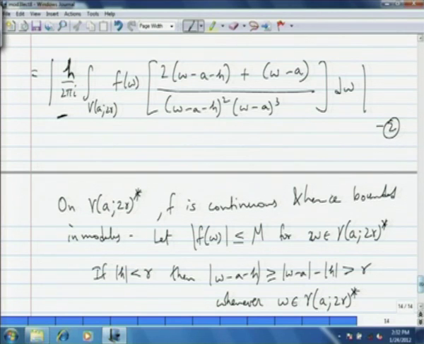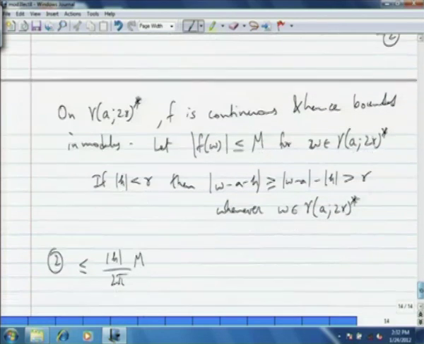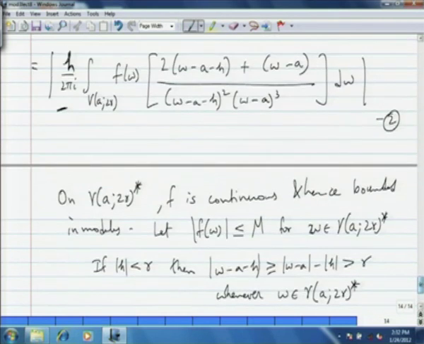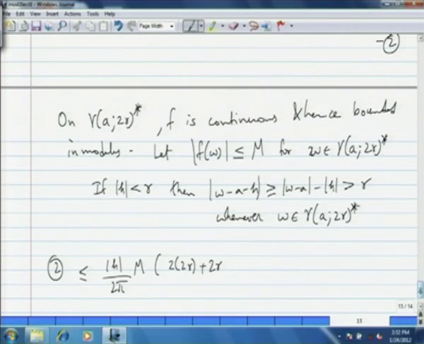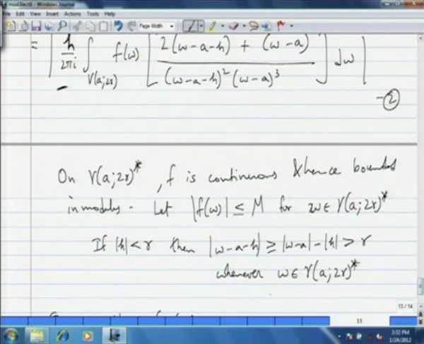Okay. So, that is definitely less than or equal to 2 times r plus 2 times r. So, this in modulus is less than or equal to 2r definitely, and then this in modulus is less than or equal to 2r. So, I have 2r plus 2r for the numerator, and for the denominator I will use all this here.